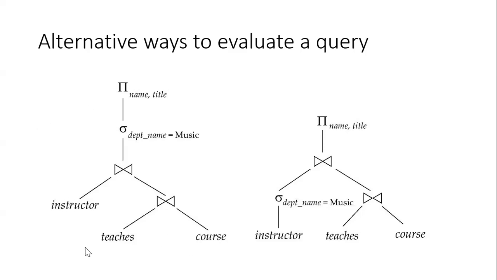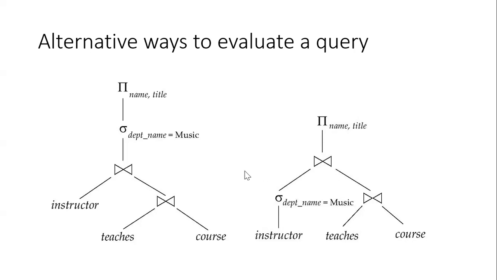We have instructor, teacher, and the courses. We just combine these two, and then we select only department name, music, and then we retain only the name and the title. The similar thing can be done by first selecting music from the instructor, and then we can combine both teachers and courses, and finally you combine the two, and we can select the name and title.